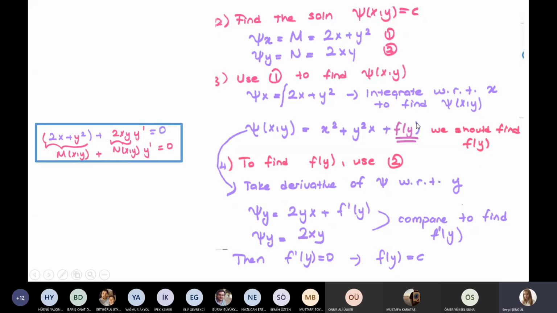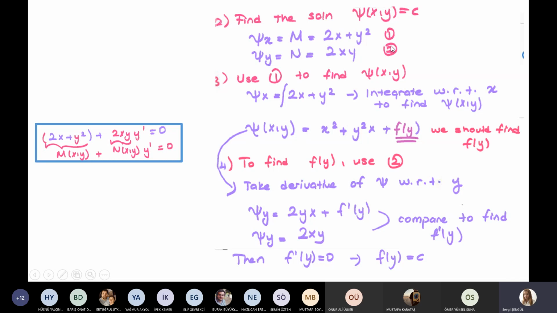It can be a constant or it can depend on a function of y. Because think about that. We are taking a derivative with respect to x. So this is going to be 2x. This is just a constant, so the derivative will be y squared. And if there is a function of y here, the derivative of it with respect to x will be 0. So it can be a constant or it can be a function of y. That's why I need to add this one as f of y. And now this is my solution, but I don't know what f of y is. Now I need to find f of y as a next step.